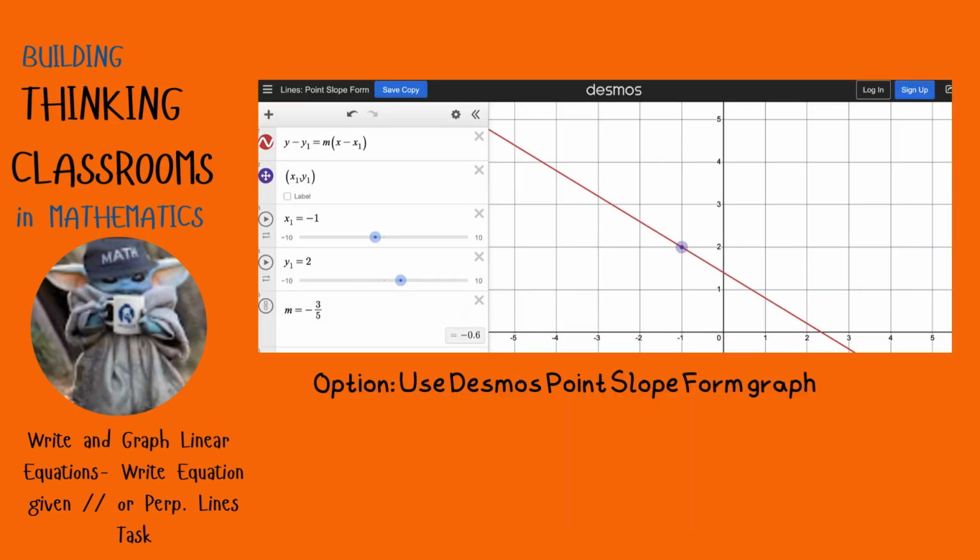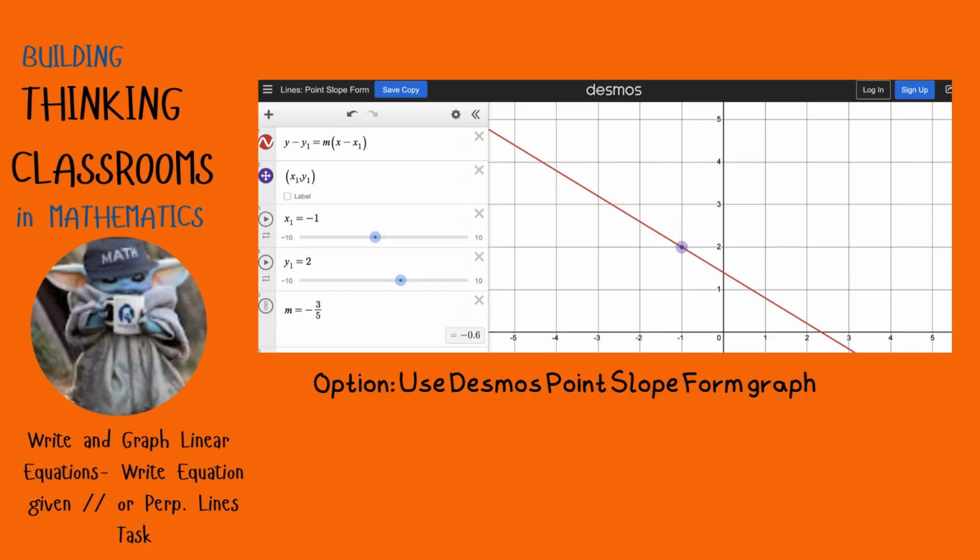One option you can do with your consolidation piece is use the Desmos point-slope form graph. It's just as quick as typing in slope-intercept form, but if you like to use that, you click on the three lines in the upper left corner and just click on lines: point-slope form. And it allows you to manipulate that graph. Whereas when we do y equals mx plus b and just type it out, it doesn't really let us maneuver things around.